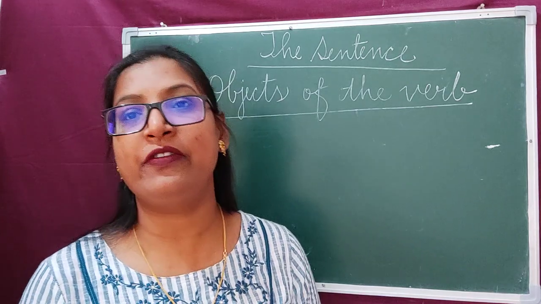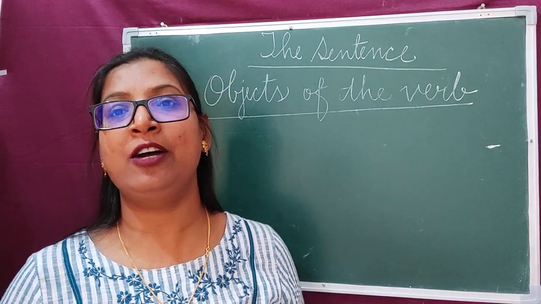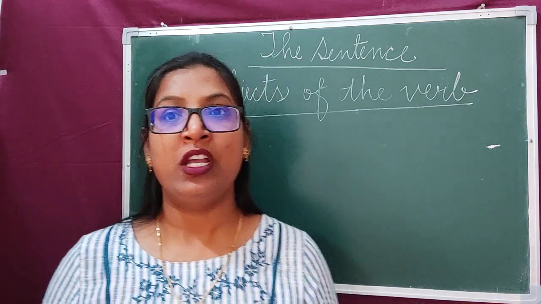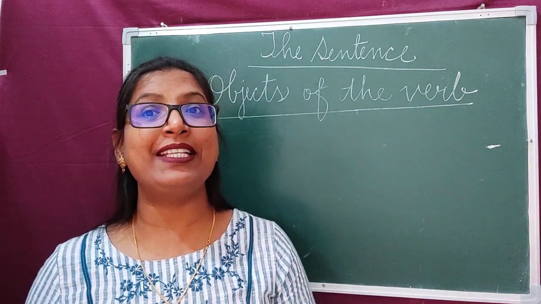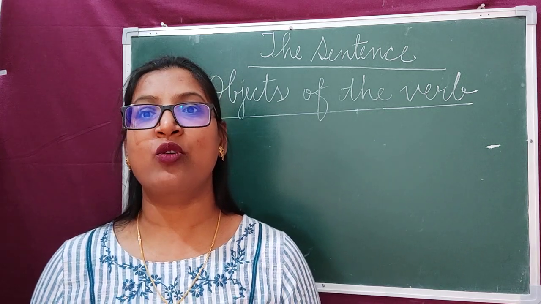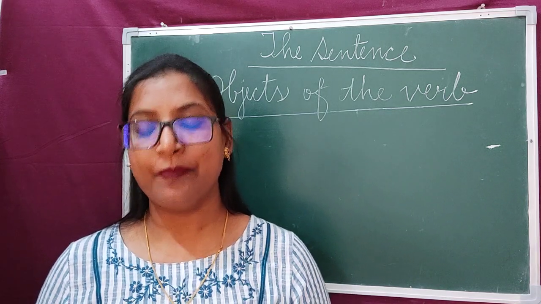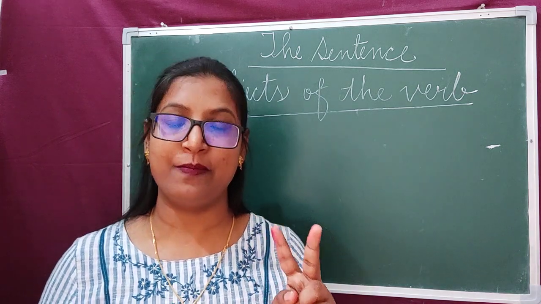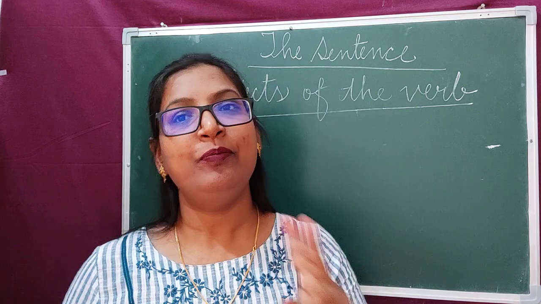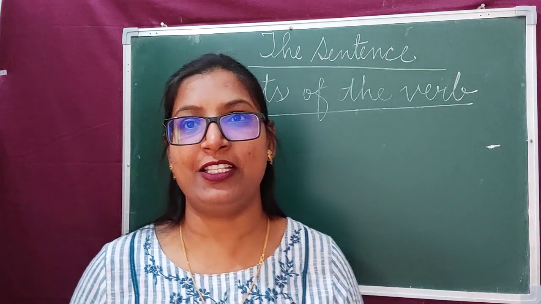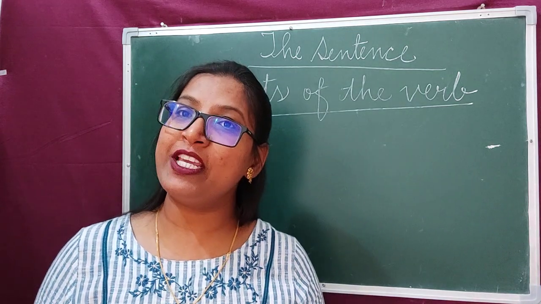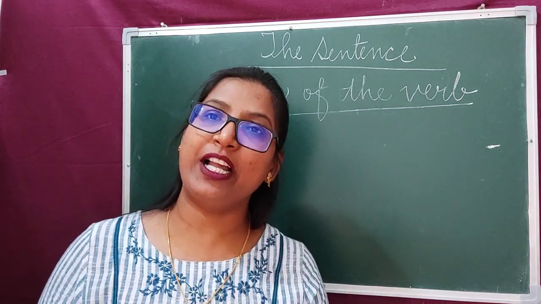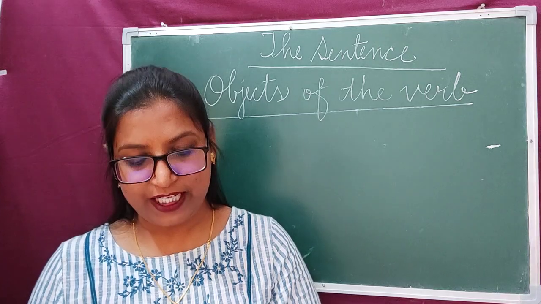Dear children, in the previous class, we have studied about the sentence. What is a sentence? A group of words which makes a complete sense is called a sentence. And then we studied that every sentence has two parts. The first one is the subject and the second one is the predicate. About what we speak in a sentence is the subject, and whatever we speak about that subject is the predicate.